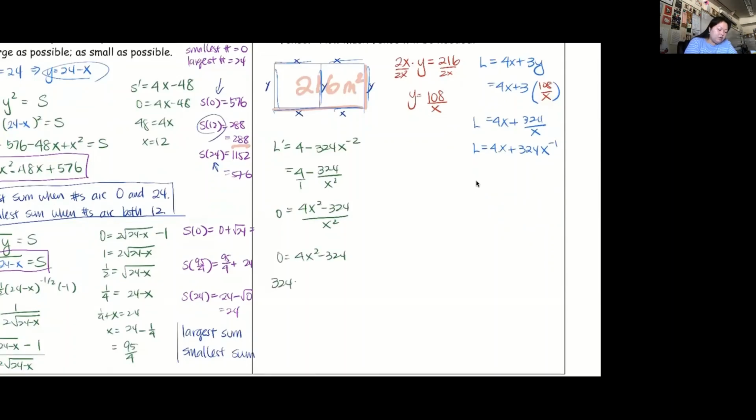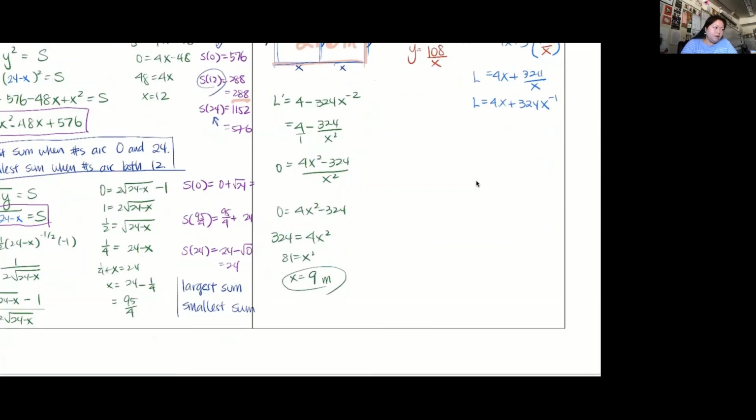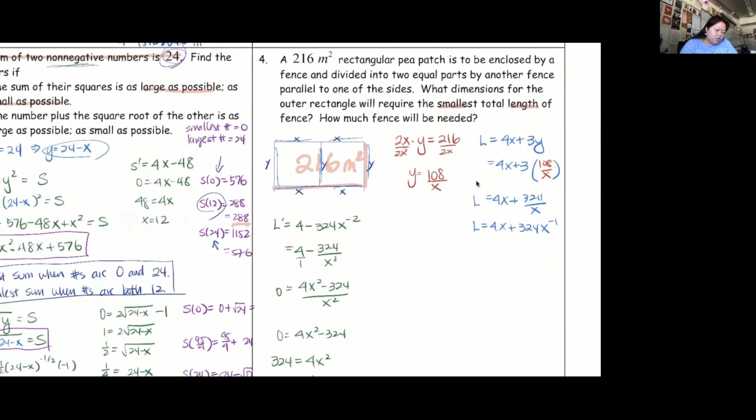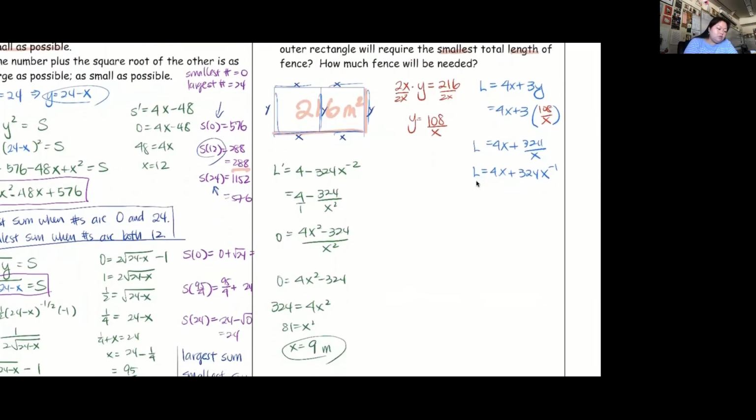So add the 324 over, divided by 4, you get 81. X equals 9. X does not equal plus or minus because this is the length of a fence, so you only want the positive value. So my X is 9 meters, right? This is one answer. It wants the dimension, right? So what dimension? It wants to know the outer rectangle. So it wants to know what's this whole base and this whole height.